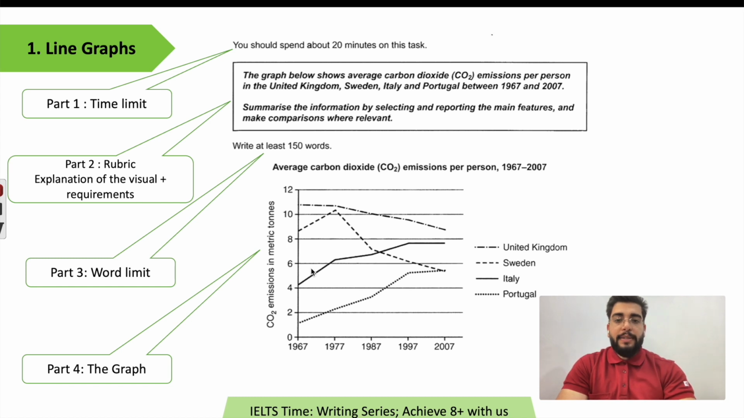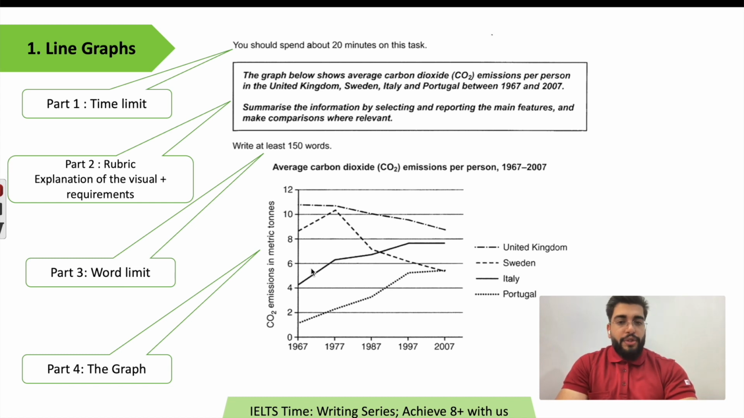As you can see, it has the title, average carbon dioxide, CO2 emissions per person between the years 1967 and 2007. We have the vertical axis and the horizontal axis, the y-axis and the x-axis, and we have 4 lines. In the line graph, sometimes you have 1, sometimes 2, and sometimes more than 2 lines. So it's usually around 4 to 6.